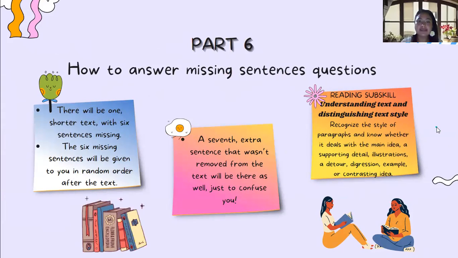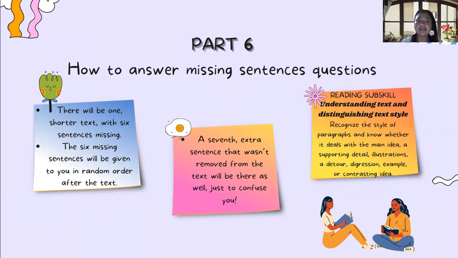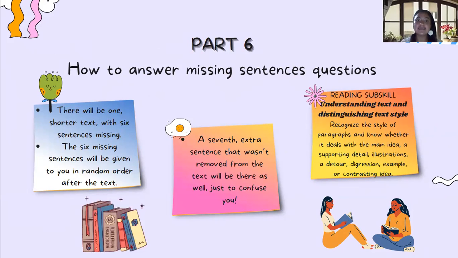Part 6. In part 6, we have how to answer missing sentences questions. In this part, there will be one shortened text with 6 sentences missing. The 6 missing sentences will be given to you in a random order after the text. So the reading sub-skill that we can use in this part is understanding text and distinguishing text style, because it allows you to recognize if you are looking for the main idea, examples, supporting details, or illustrations.